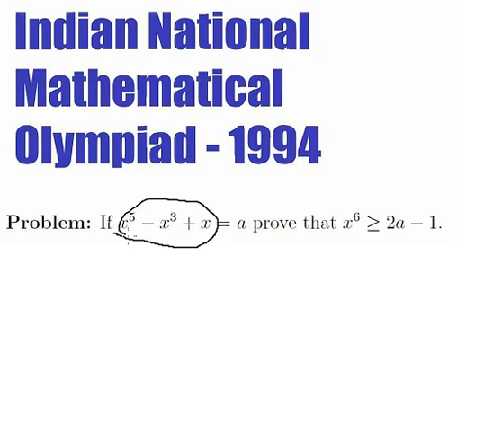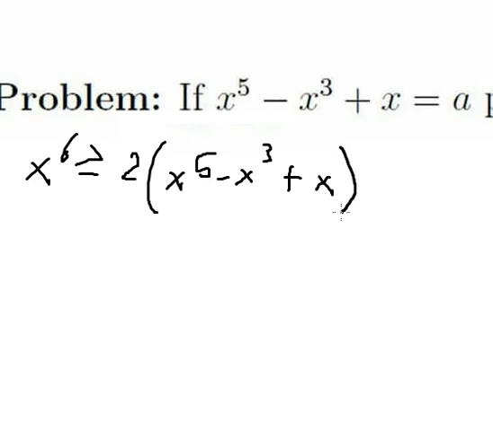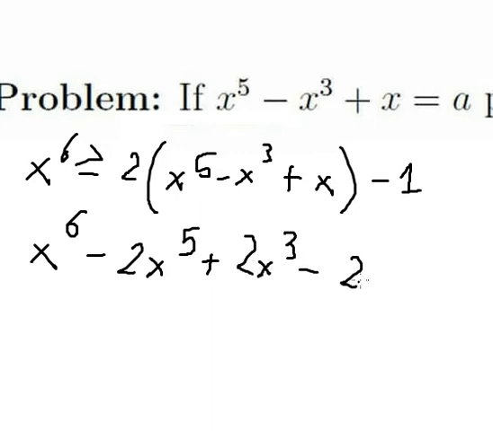So we put this one to replace the 8 in here. So we will have x to the power of 6 is greater than or equal to x to the power of 5 minus x to the power of 3 plus x, everything multiplied by number 2, minus number 1. So we move this one to the left and we have x to the power of 6 minus 2x to the power of 5 plus 2x to the power of 3 minus 2x is greater than or equal to negative number 1.